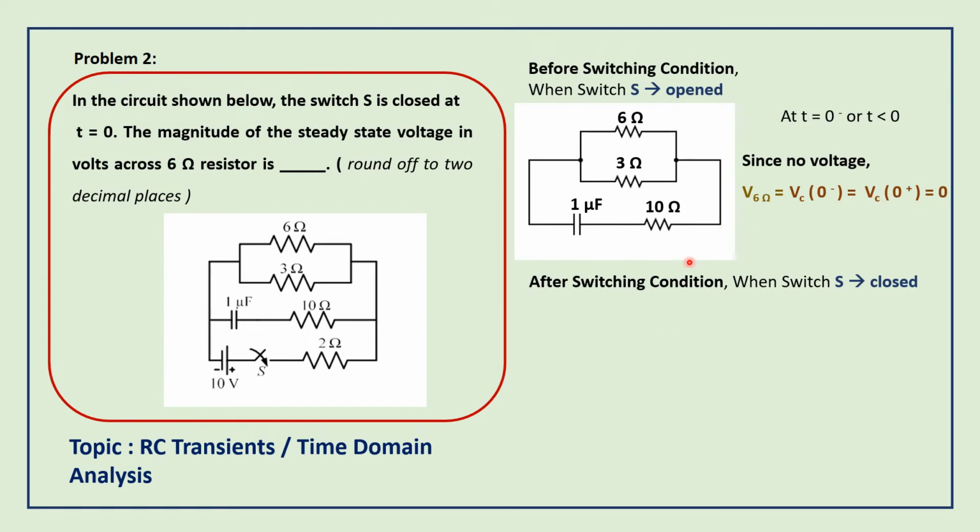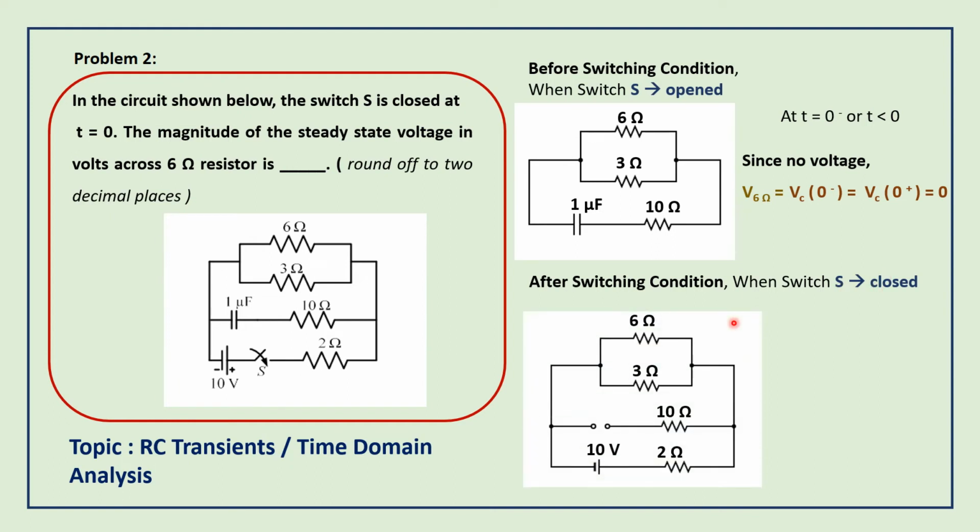After switching, when switch S is closed, at one time it attains the steady state condition, that is at t equal to infinity, the RC transient circuit attains the steady state. During the steady state condition, this RC network will act like a DC network only, and the capacitor can be open circuited. Why? Because during steady state, the current through the capacitor is equal to 0. From the derivation, you can find that the current through the capacitor is 0. So to find the steady state voltage, we can open circuit the capacitor.